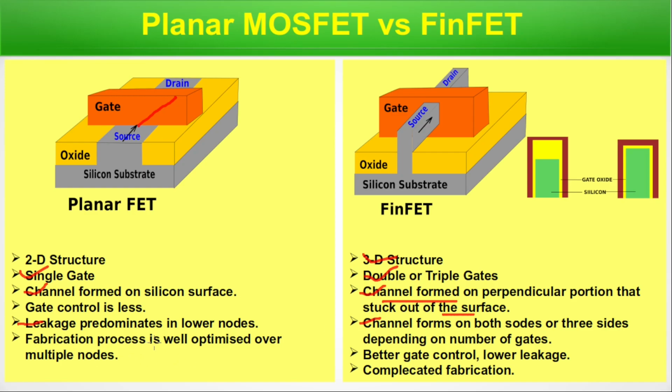Fabrication process is well optimized over multiple nodes for planar MOSFET. Planar MOSFET obviously has well optimized fabrication. In FinFET, the number of gates is more than 1, so it has better gate control and lower leakage, although the fabrication is more complicated compared to the planar FET. So we are done with this slide. We will move to the next slide.